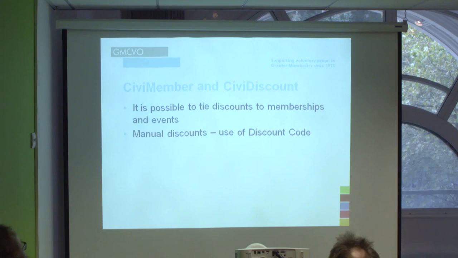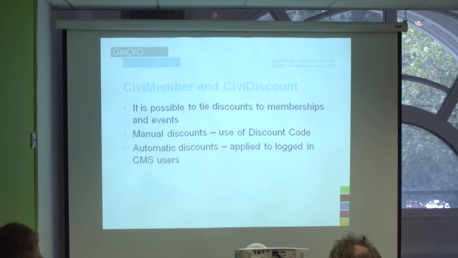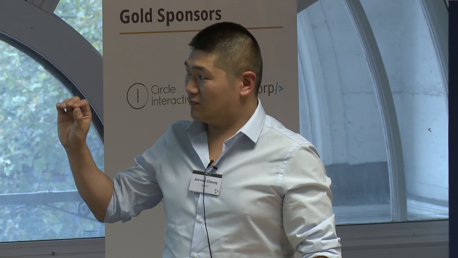That's the manual discount, which I just talked about. And then there's an automatic discount, which is applied to logged in users. If you log in to your website and you've got a valid membership, then you can set it up so that Civi Discount will apply a discount automatically to, say, an event that you're signing up to. You specify the event types, and you also specify the amount or level of the discount. That's all we've got to present today.